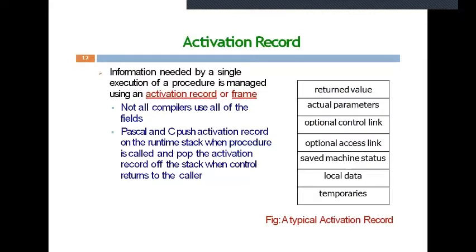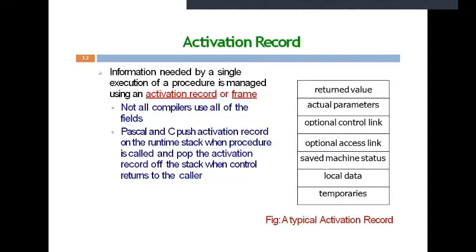Good morning. In compiler design, today we are going to discuss activation record. So first we must know what is activation record. The activation record is used to store the information needed by a single execution of a procedure, and it is also called the frame. So when we are executing a procedure, the information needed for managing the procedure is stored in a form which is called the activation record or a frame.